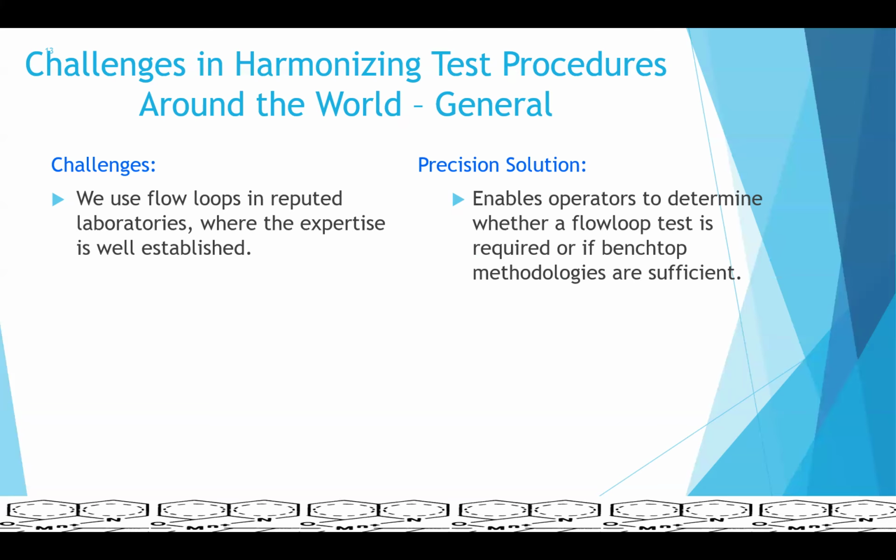And during several interviews I conducted, one of the owner operators explained that they extensively use flow loops for their inhibitor testing, and they pay 40,000 US dollars after each flow loop test to clean and replace many parts of the flow loop. So the flow loop is good and very sophisticated, but it can be very, very costly. Many times a benchtop methodology is more than sufficient to evaluate corrosion inhibitors.